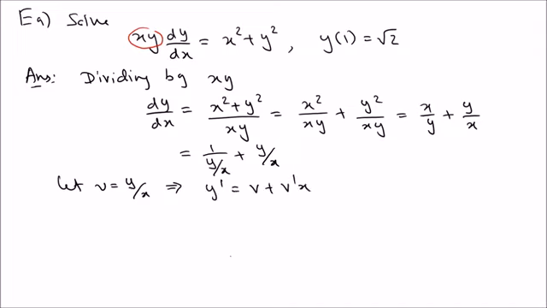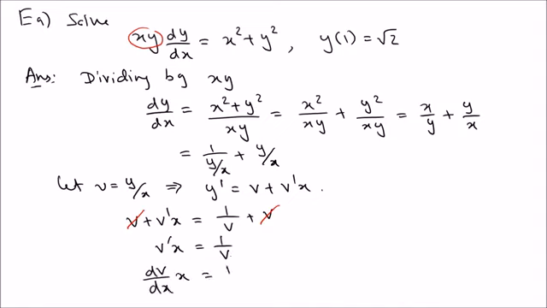So we're going to substitute. When we substitute, dy over dx means y prime, so this side becomes v plus v prime x. The other side is 1 over v plus y over x, which is v. You can see, interesting part, this gets cancelled. So that term is going to go away. So you simply have v prime x equals 1 over v. If you write this using derivative notation, dv over dx times x equals 1 over v, you can see this is a separable equation.